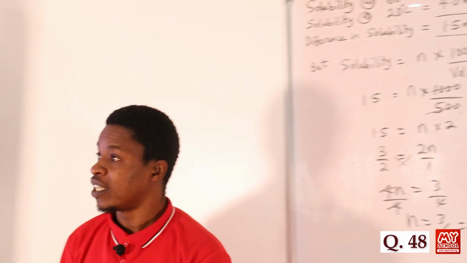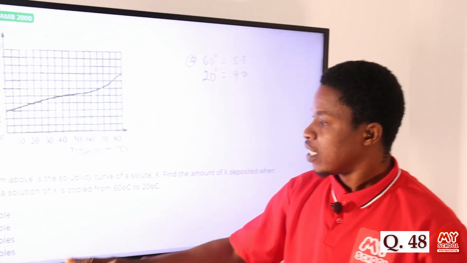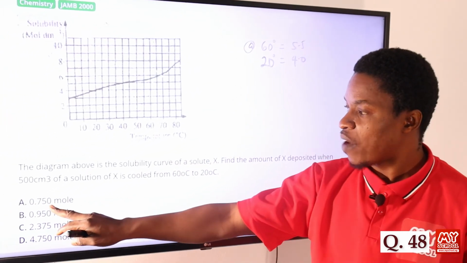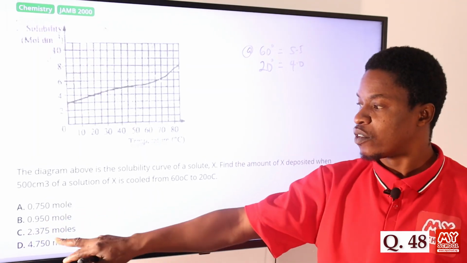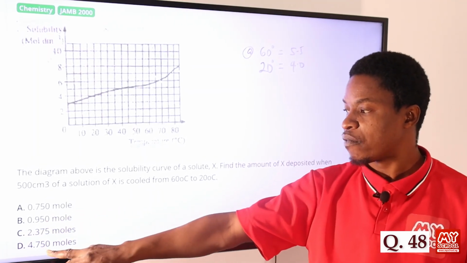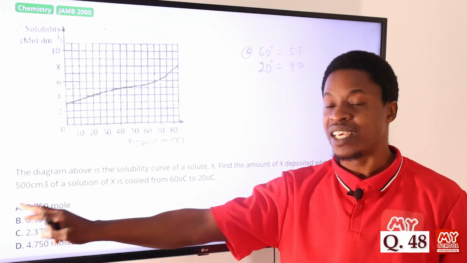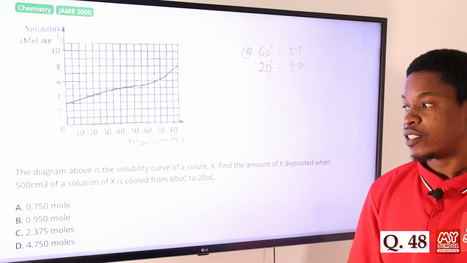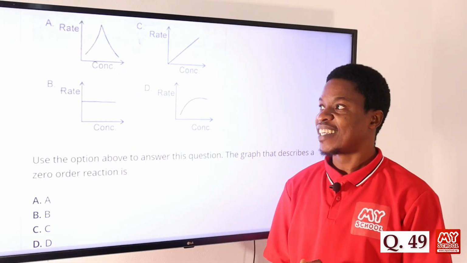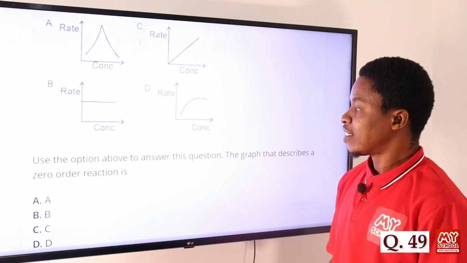So let's look at the options. Let's go back to the screen. We have option A, 0.750 mole, 0.950 moles, 2.375 moles, 4.750 moles. For what we just solved, the answer is option A, 0.750 mole.